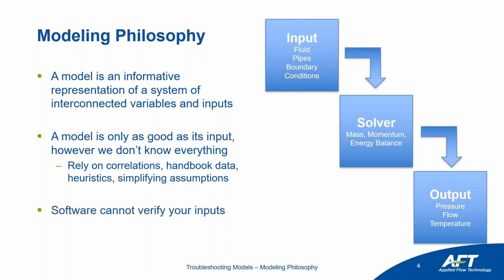Again, your model's only as good as your input, and the software cannot verify your inputs for you. It can't tell you if that pipe should be 5 feet instead of 6 feet or 5 meters instead of 6 kilometers. It can only take the inputs that you've provided, plug that into the solver, and provide the output that it's asking for. So garbage in equals garbage out. How can we make sure that the input to the model is as good as possible, and that ensures that our output is also trustworthy and as good as possible?